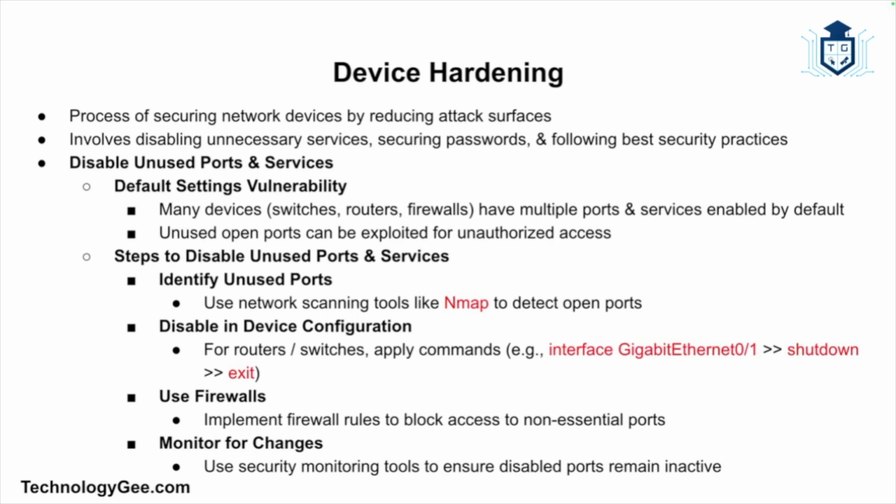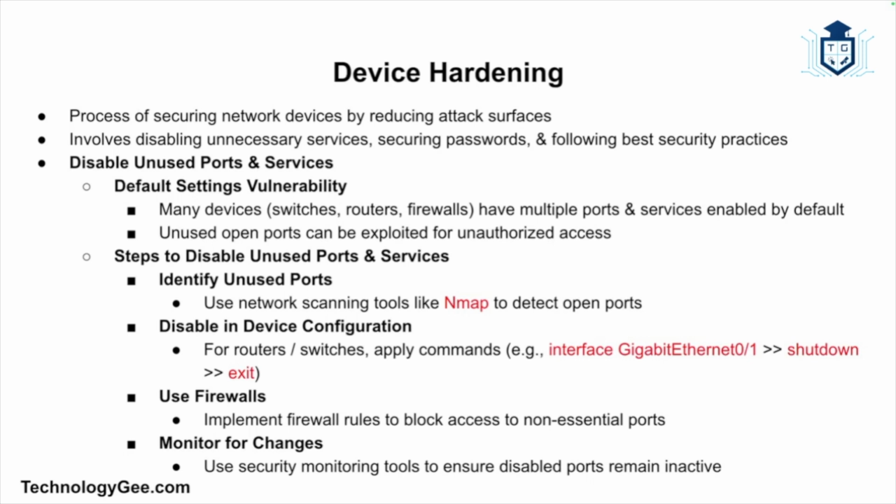So let's talk about disabling unused ports and services. Many network devices, including switches, routers, and firewalls, come with default settings that enable multiple ports and services, some of which may not be necessary for the organization. And attackers can exploit open ports to gain unauthorized access, making it critical to disable any that are not in use. So here are the steps to disable unused ports and services.